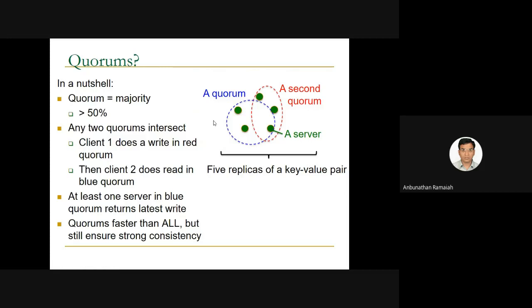So quorums. A quorum is a set of nodes. Majority is greater than 50%. If you set quorum equal to majority, more than 50%, for example, you have 5 nodes, more than 50% means 3 nodes will be saved. Any 2 quorums intersect. Client 1 does a write in the red quorum, then client 2 does a read in the blue quorum, so then an intersect will happen. At least one server in the blue quorum returns the latest write. Quorums are faster than all, but still ensure strong consistency.